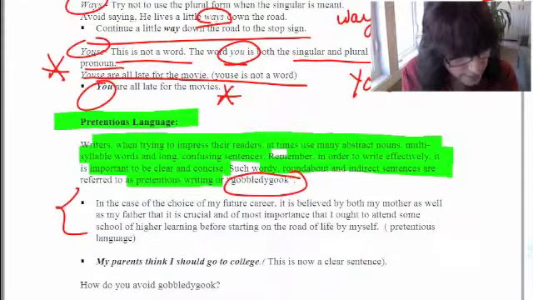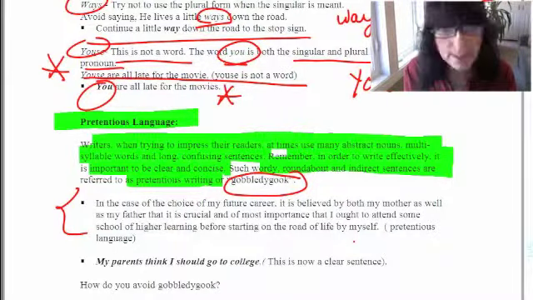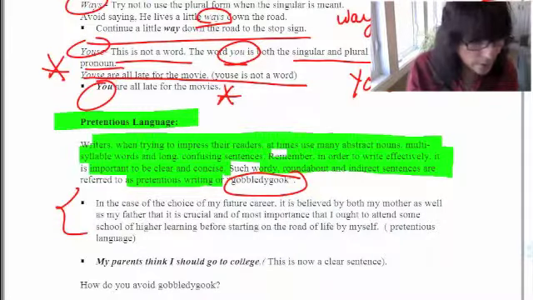And here it is. In the case of the choice of my future career, it is believed by both my mother as well as my father that it is crucial and of most importance that I ought to attend some school of higher learning before starting on the road of life by myself. Going on and on and on. It's the use of pretentious language or gobbledygook.